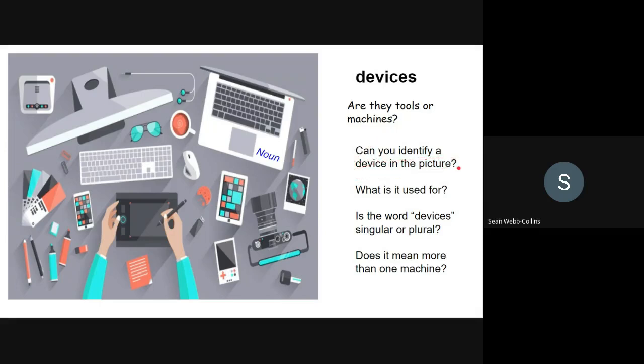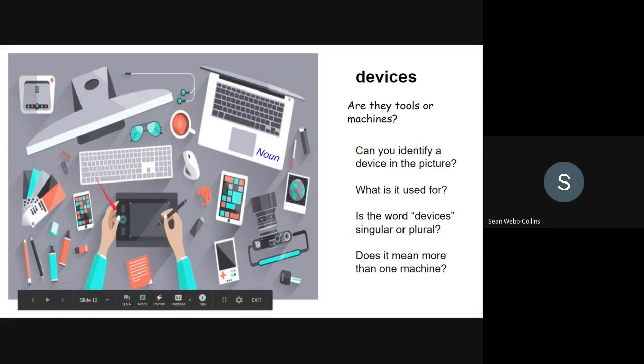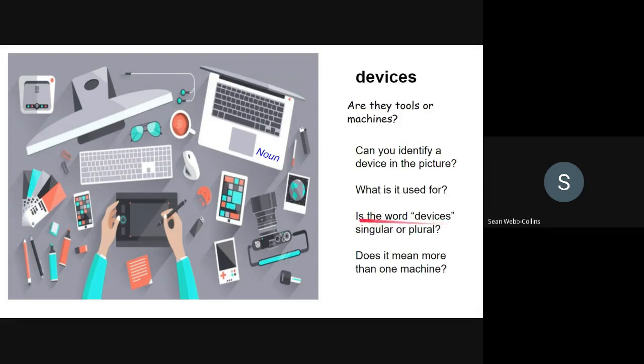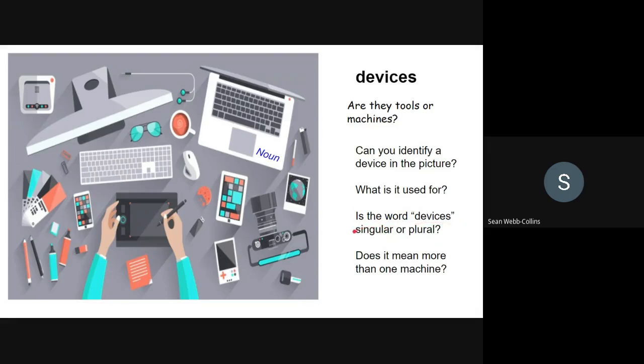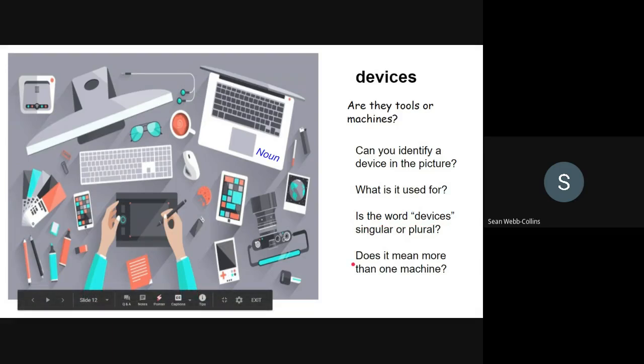Can you identify a device in the picture? Sure. These are all, or most of them are devices. And is the word devices singular or plural? The answer, of course, is plural. We add an S to nouns that are in the plural form. Most nouns. And does it mean more than one machine? Yes, as we just said, devices is plural, so it means that there's more than one machine.